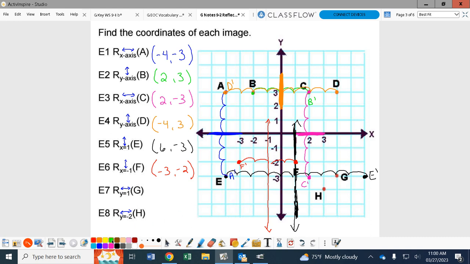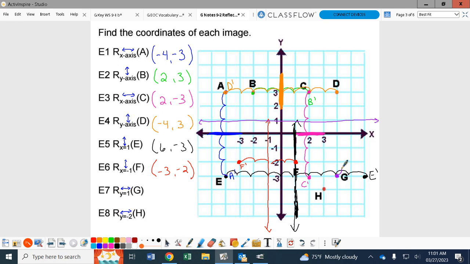Let's find, what color haven't I done? Purple. Okay, purple. Here we go. G. I'm going to be reflecting point G across a horizontal line at 1. Guys, go to 1. Draw a horizontal line. Doesn't matter how long you make it, just draw a horizontal line at 1. You need to be able to go across it with this point G.